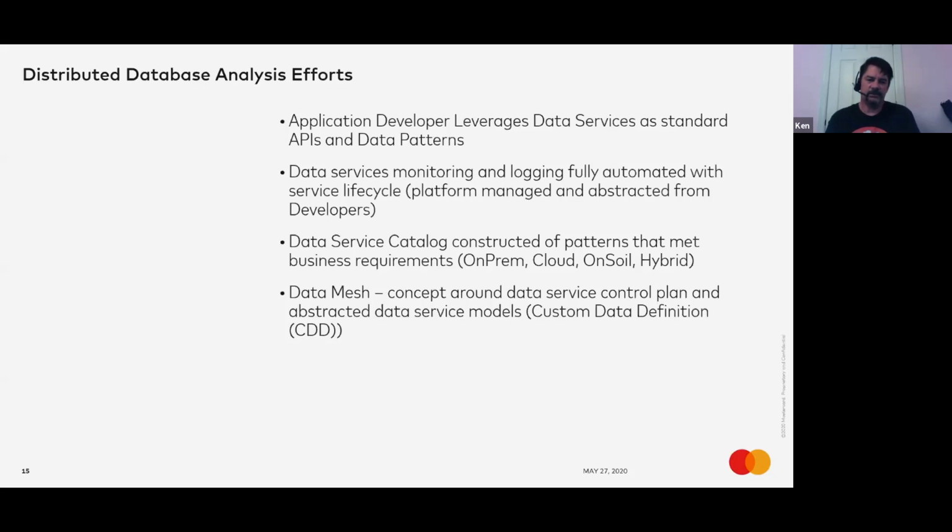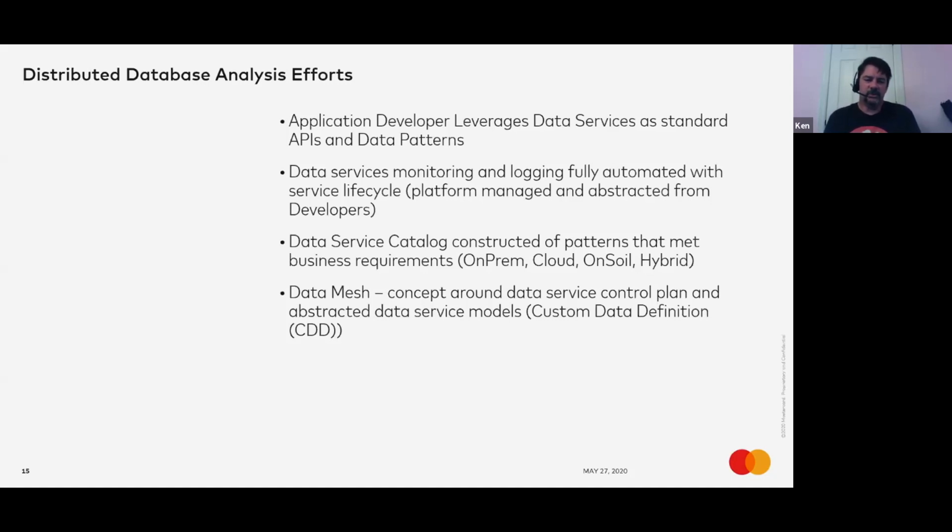So it's a both-and sort of model. The second takeaway is that when you're looking at these data services, the monitoring, the logging, pretty much the entire lifecycle aspect of data has to be part of those patterns. You don't want to create a data pattern that doesn't have a lifecycle pattern associated with it.